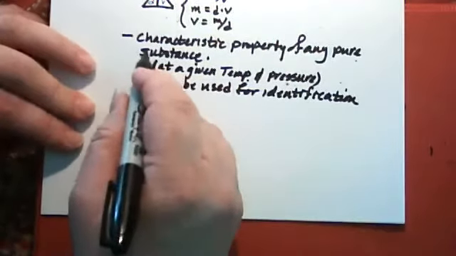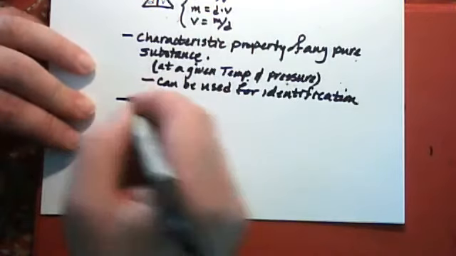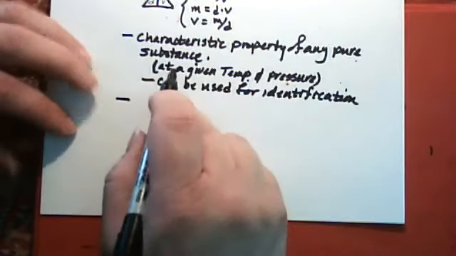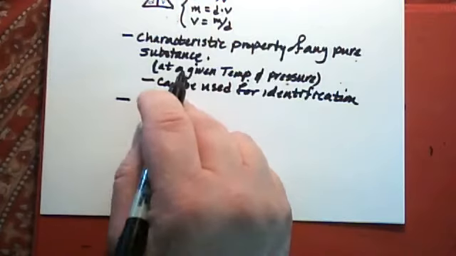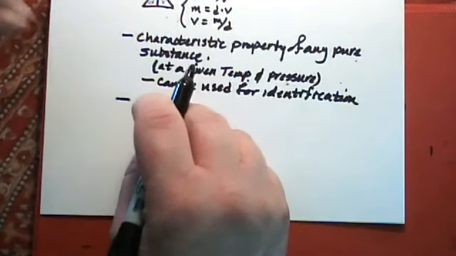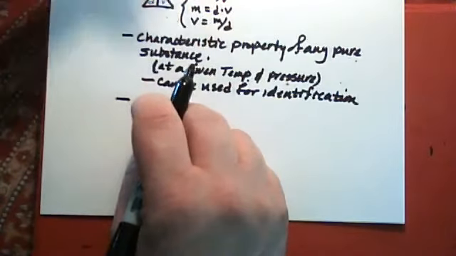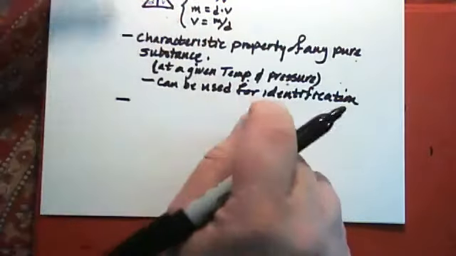Turns out that density is also a characteristic property of mixtures, but in each case you would have to specify the composition of the mixture. So if you have two mixtures that have the same stuff in them in the same proportions, they should have the same density.